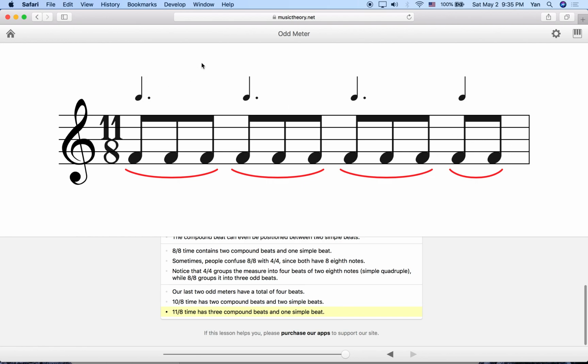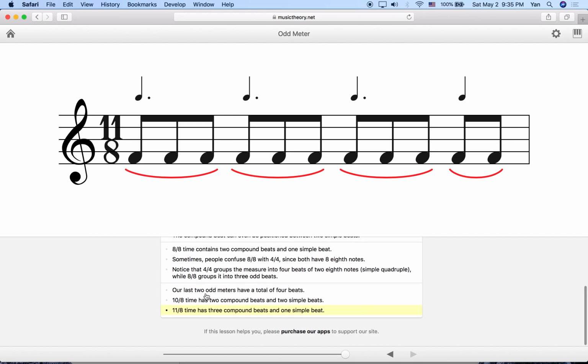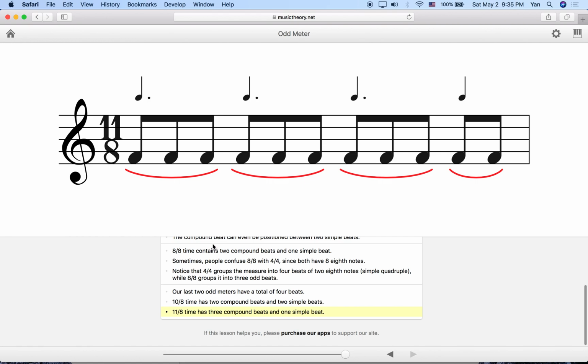So this is going to feel like this: 1 and 2 and 3 and 4 and 1 and 2 and 3 and 4 and 1 and 2 and 3 and 4 and. So you see, this is a very odd, very interesting, unstable time signature, but it's also fun because it gives us a very unique feel to the music.